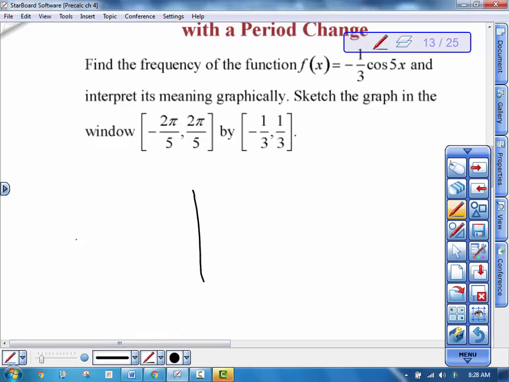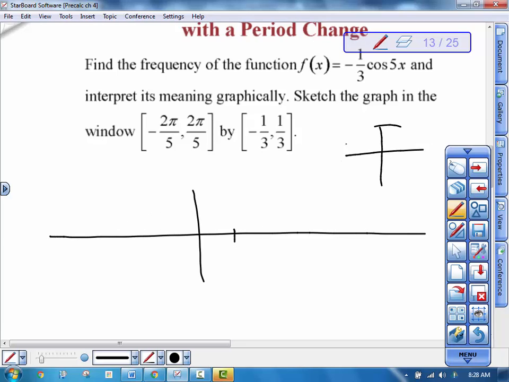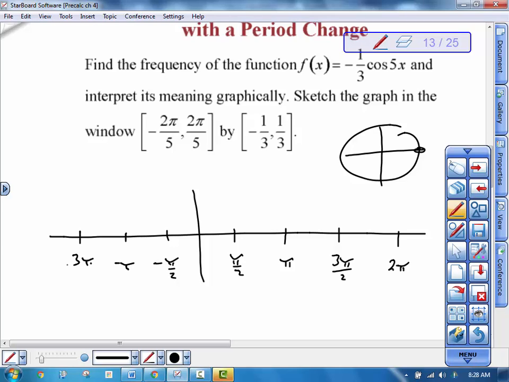So what I do is I graph this by hand. If you look at the unit circle, we want to do pi over 2, pi, 3 pi over 2, so that'd be 90, 180, 270, and then 2 pi, 360. And then do the same thing back the other way. Negative pi over 2, negative pi, negative 270, and negative 2 pi.